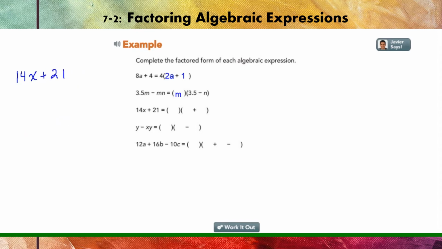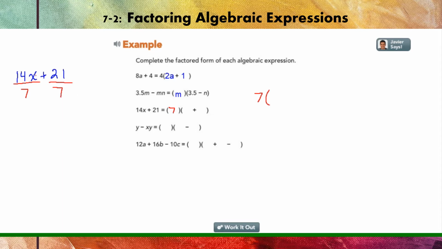Here is our third example. Now remember, in order to factor out, you have to pull out the greatest common factor. And if we're looking at 14x and a positive 21, the greatest common factor would be 7. So to figure out what goes inside of the parentheses after you factored out the greatest common factor, all you have to do is divide each term by the greatest common factor.